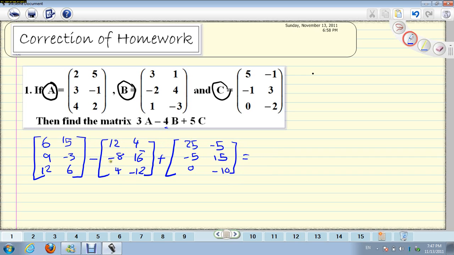So 6 minus 12 plus 25. So the answer is, I think, 19. 6, no, I'm sorry, it's not 19. 6 minus, is this 6? Yes, this is 6 minus 12. It's negative 6. 6 plus 25, it's 31.